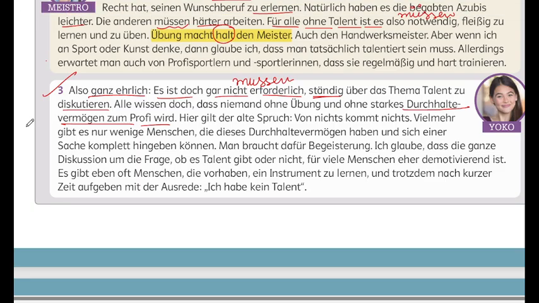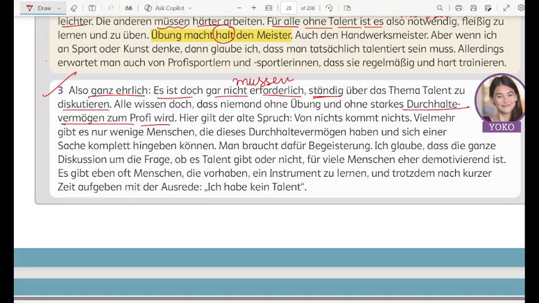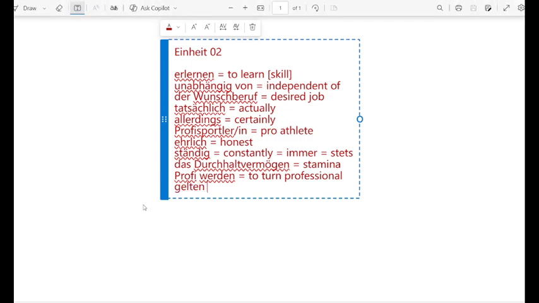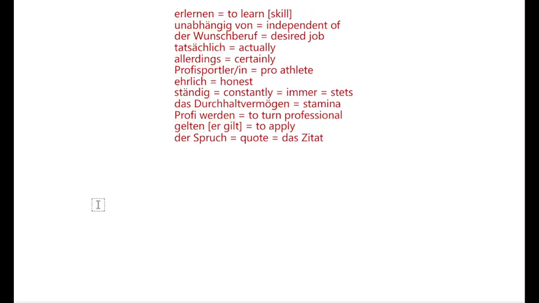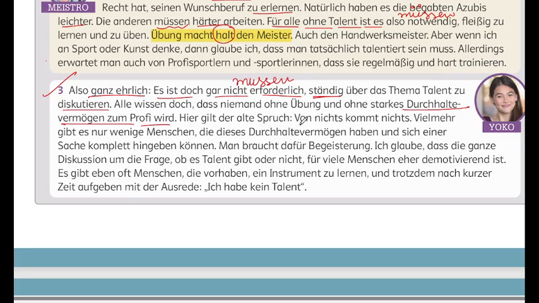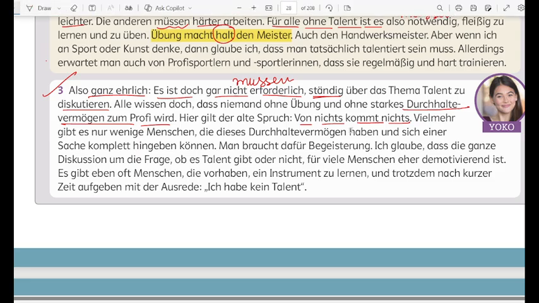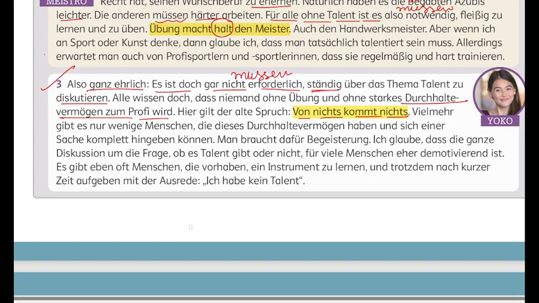Hier gilt der alte Spruch. Now, the verb is gelten, which means to apply. Spruch, der Spruch, also means a quote or a saying, which is quite similar to the word Zitat. Both have the same meaning, quotation or quote. Von nix kommt nix. You can note down these quotations. From nothing comes nothing.